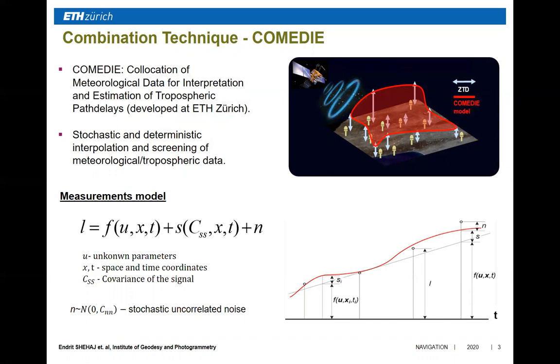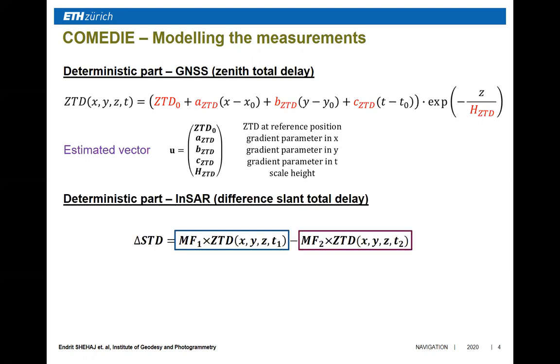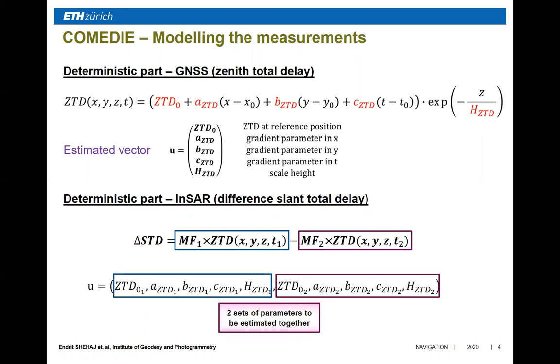For instance, here I want to share with you the deterministic part in the case of GNSS Zenith Total Delays. The Zenith Total Delay is given as a function of the Zenith Total Delay at a reference position, some gradients in the north and east directions, a gradient in time, and also a scale height for the height component. When we have InSAR difference delays, we model the difference slant delay as the difference of two slant delays, which are directly modeled as a simple mapping function multiplying the Zenith Total Delay. The peculiarity in this case is that we have to estimate two sets of parameters together.